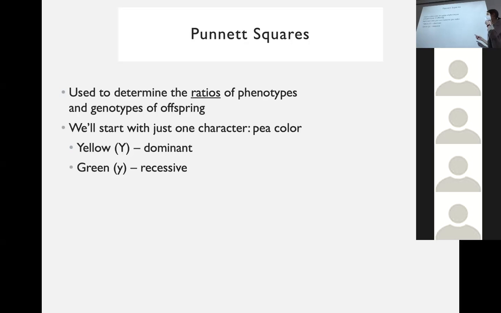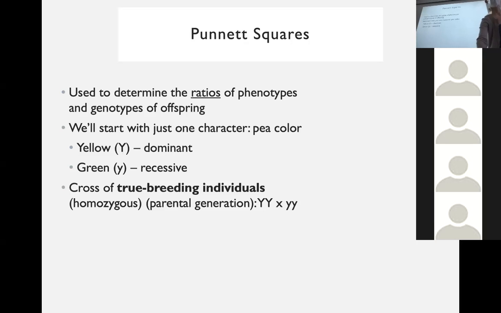Okay, so we're going to start with one character. We're going with the P theme, P color. Yellow is going to be dominant. Green is going to be recessive. So we have a big Y and a little y. And we're going to cross what we call true breeding individuals. I don't think I've defined this yet. But they are essentially homozygous. So true breeding just means they're homozygous. There's not one that's heterozygous, obviously.